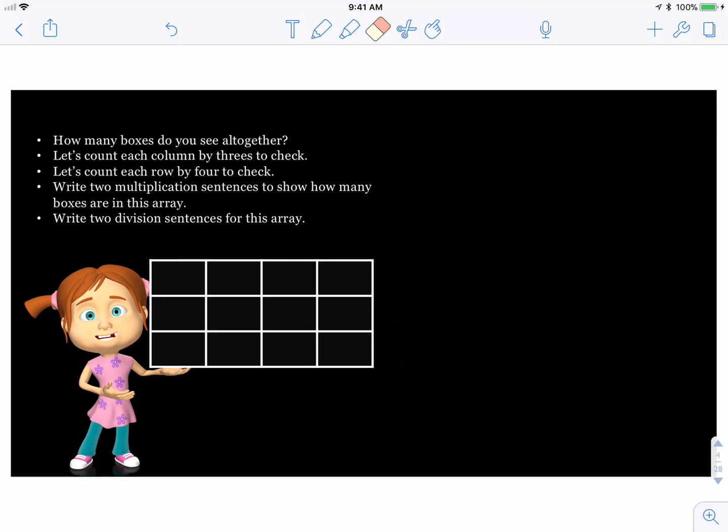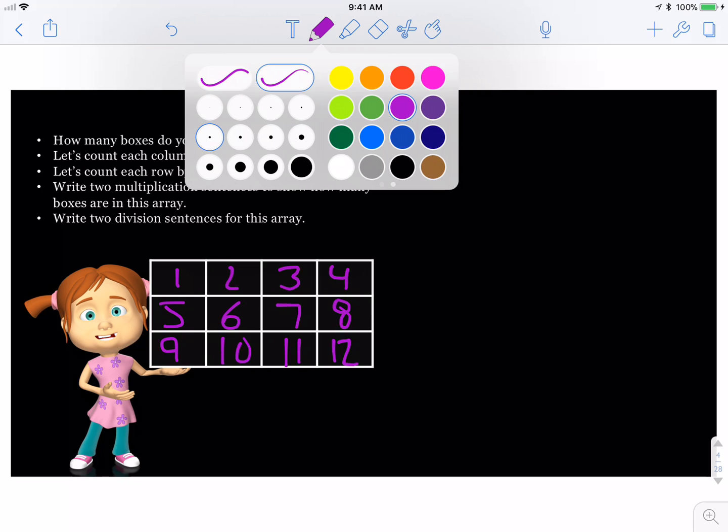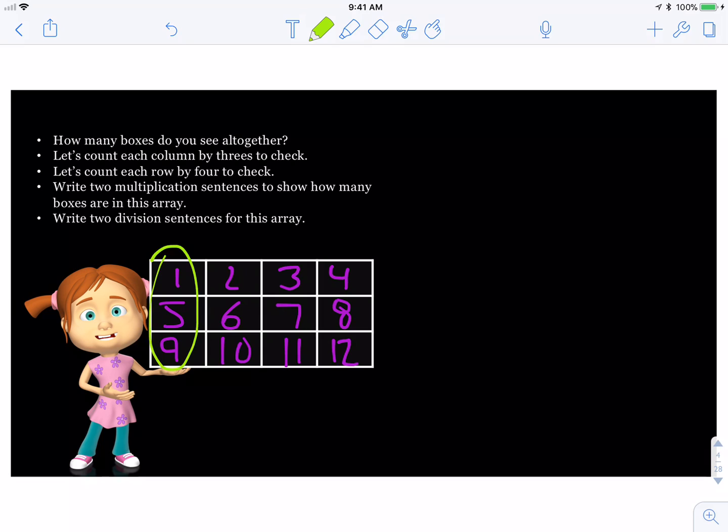But first, let's see how many boxes we have all together. We have 1, 2, 3, 6, 7, 8, 9, 10, 11, 12. 12 boxes altogether. Let's count each column by threes. So you have, let me change my color here, 3, 6, 9, 12.